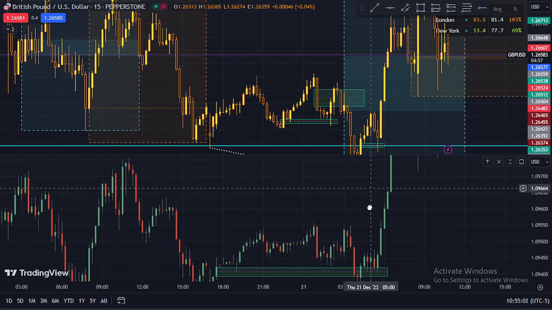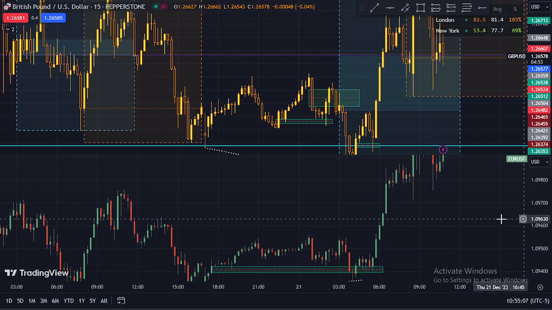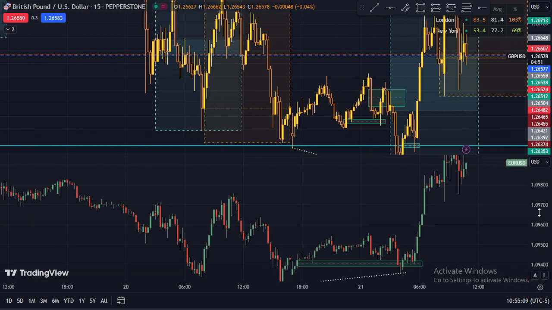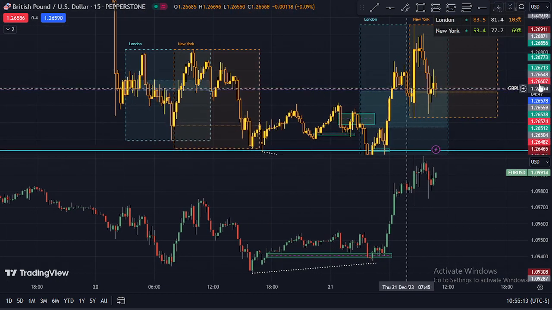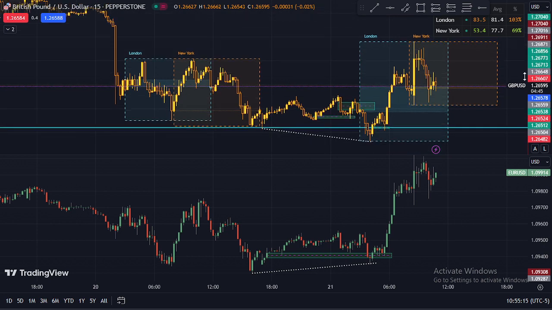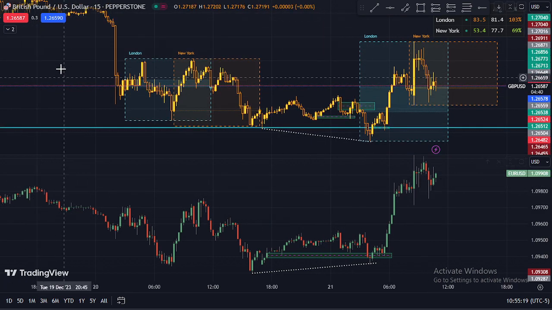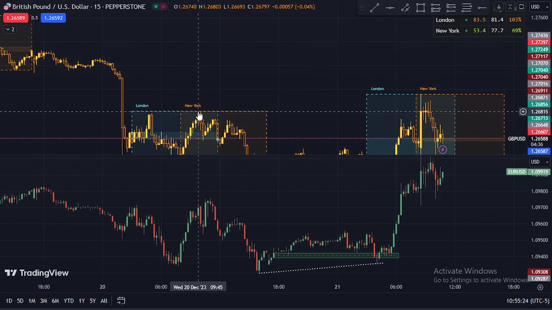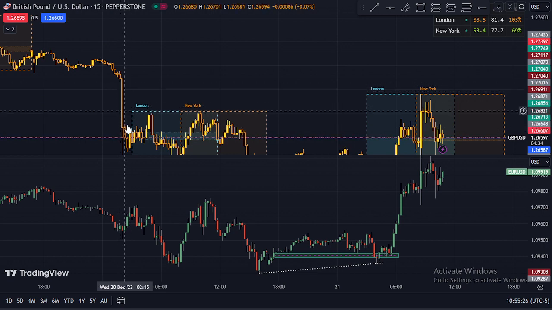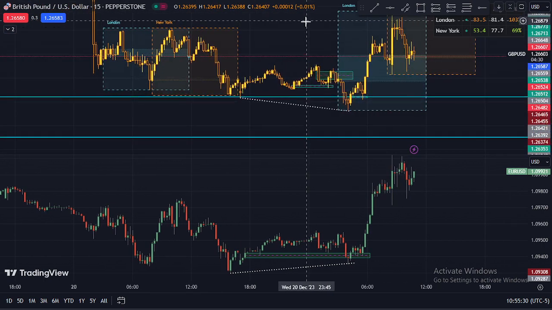So we had that, and as you can see, Euro had quite an aggressive move to the upside, and like pound here. So we had that. So as you can see, Euro went and cleared all these highs, but for pound it did not. It only cleared these highs, traded inside this fair value gap, and then reversed to the downside.